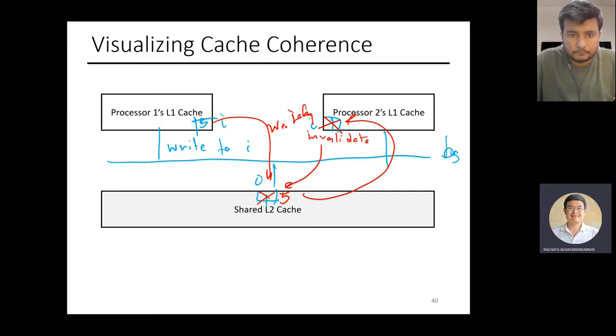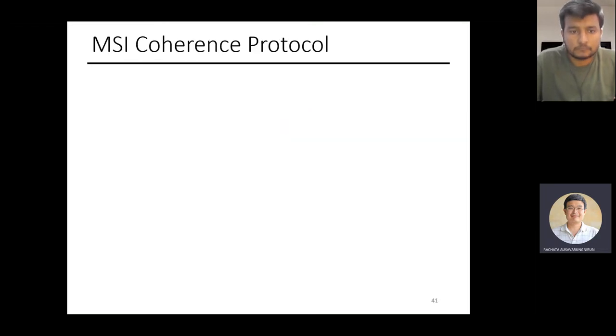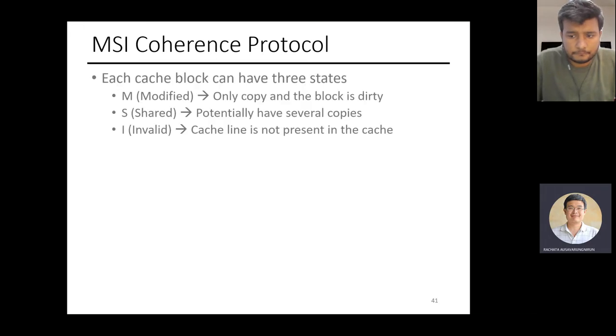And again, the goal is to minimize this communication, because it can be a tedious process, because every time you have to access the data, you have to communicate. So one protocol is called the MSI protocol. MSI protocol, the letters stand for the state name. Each block can have one of three states. M is for modified, S is for share, I is invalid. I is probably the simplest.